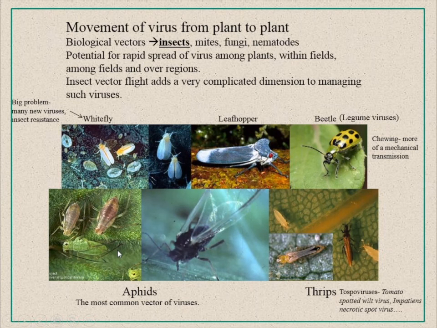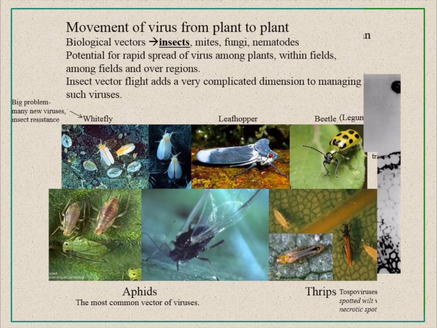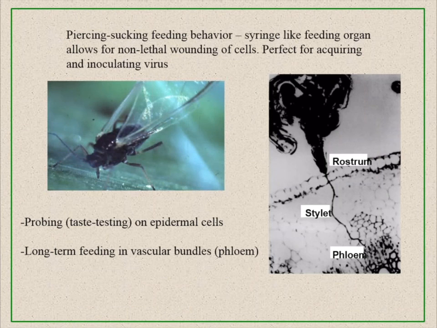Aphids are the vectors that transmit more viruses than any of the other vectors. And this is where we're focusing our studies, on our aphid-transmitted viruses. So aphids have a piercing, sucking feeding behavior where they have a syringe-like feeding mouthpart, if you'll call it that. And this syringe-like mouthpart can create non-lethal wounds in the cell.